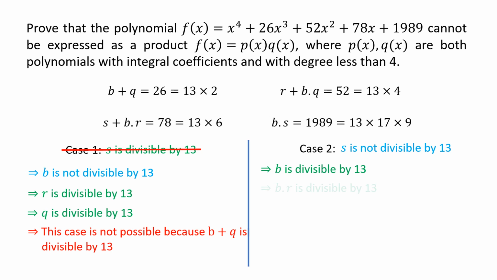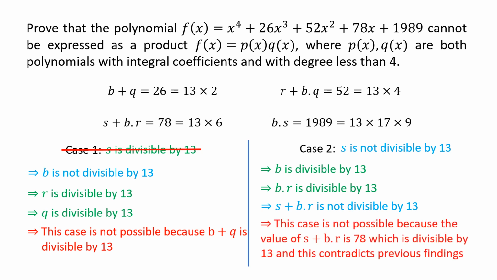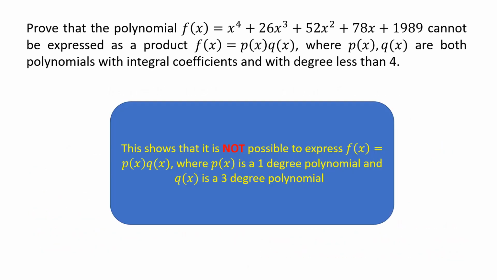This also means that B times R is divisible by 13. This means that S plus B times R is not divisible by 13. This is because S is not divisible by 13, whereas BR is. But we already know that the value of S plus B times R is 78, which is clearly divisible by 13. And this is contradictory to our finding. That proves that our assumption that S is not divisible by 13 is also wrong. This proves that in any case, f(x) cannot be factorized into a polynomial of degree 3 and 1.